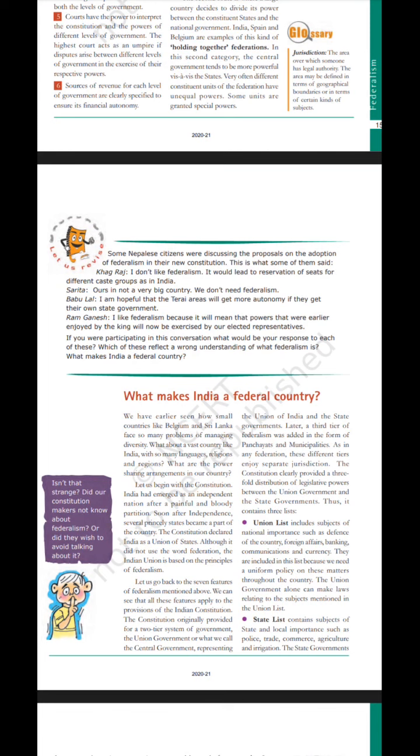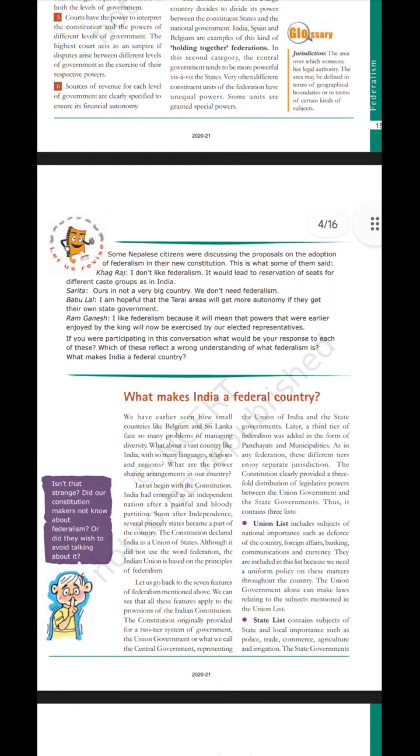Thus, it contains three lists. The Union List includes subjects of national importance such as defense of the country, foreign affairs, banking, communications, and currency. They are included in this list because we need a uniform policy on these matters throughout the country. The Union government alone can make laws relating to the subjects mentioned in the Union List.